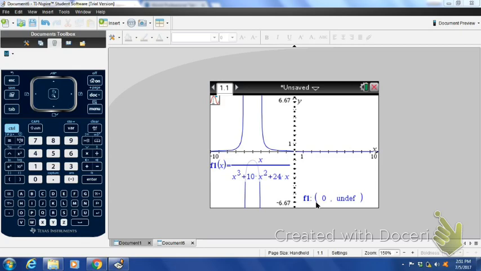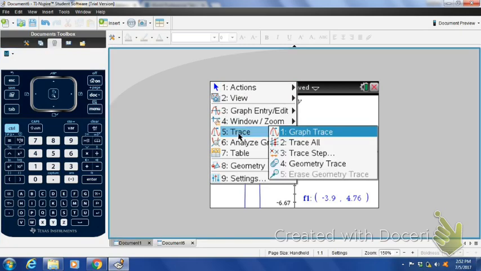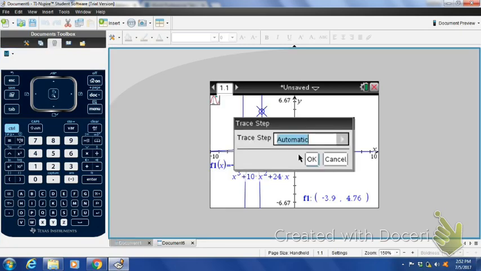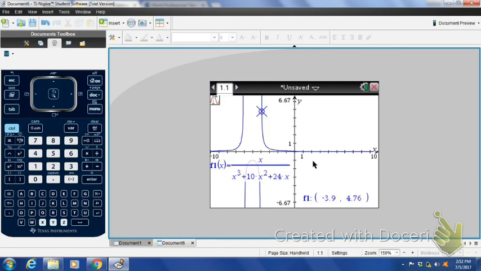If we trace over at -4, we see the function jumps, from a positive number at x equal to -3.9 to a negative number at x equal to -4.2. If we want to get closer, we can do menu, trace step. It traces every whole number. So see, -4 is undefined. When you plug in -5, it is defined as -1, so -5 is in the domain, but -6 is not.